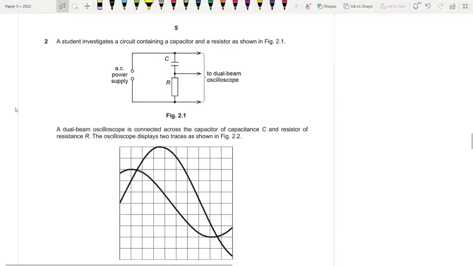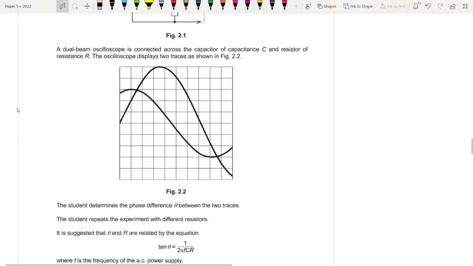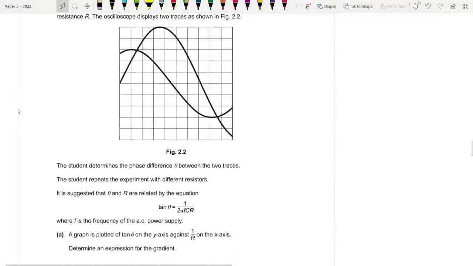The student investigates a circuit containing a capacitor and a resistor as shown. It's connected to a dual beam oscilloscope. A dual beam oscilloscope is connected across the capacitor of capacitance C and resistor of resistance R. The oscilloscope displays two traces as shown. The student determines the phase difference theta between the two traces.